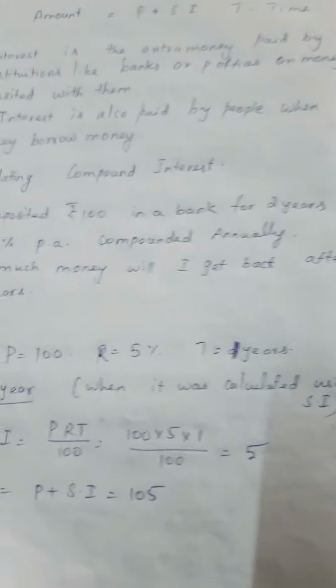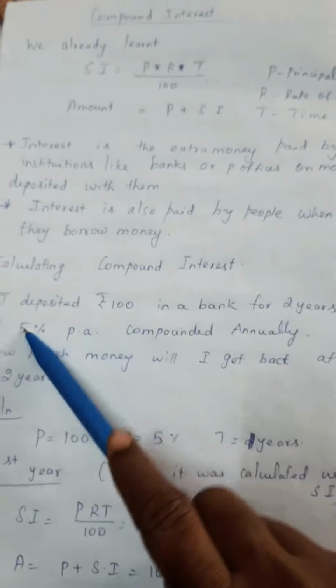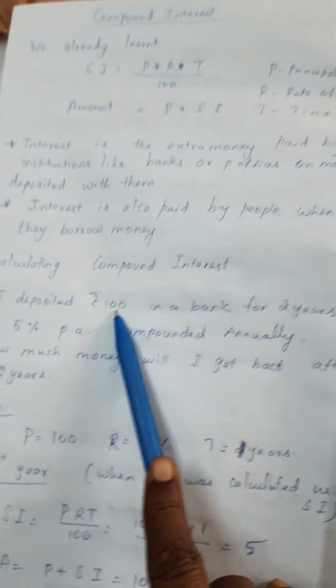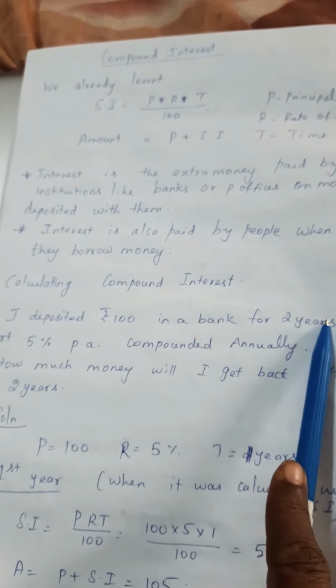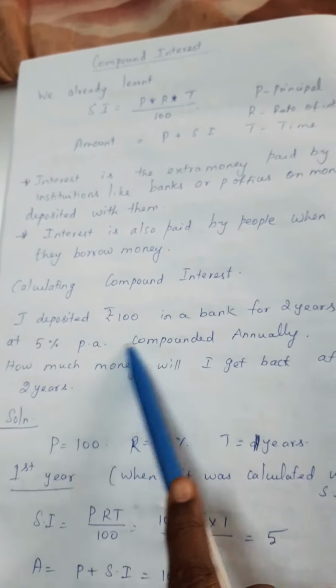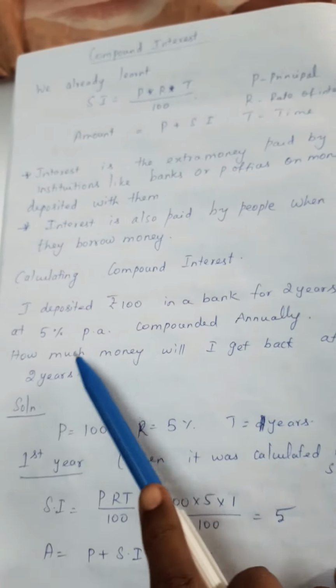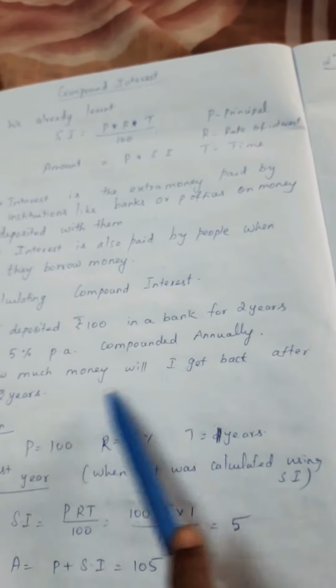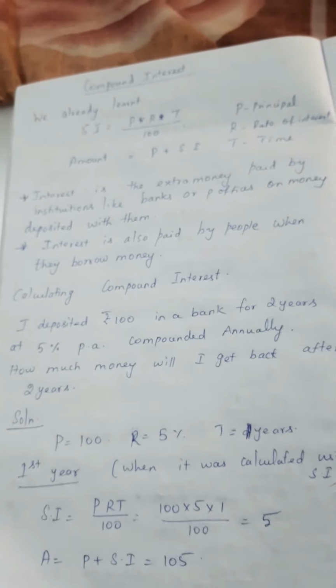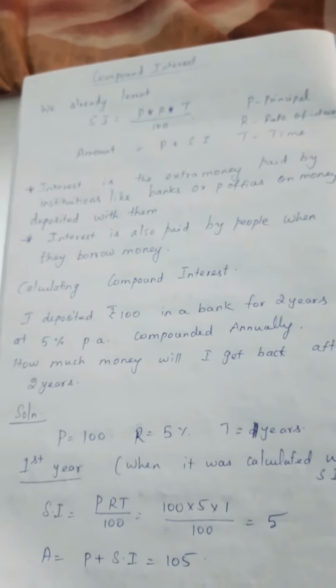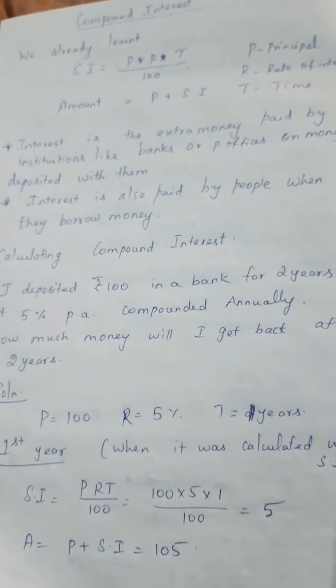Let us find one example for this. Look at this example. I deposited rupees 100 in a bank for 2 years at 5% per annum compounded annually. How much money will I get back after 2 years?